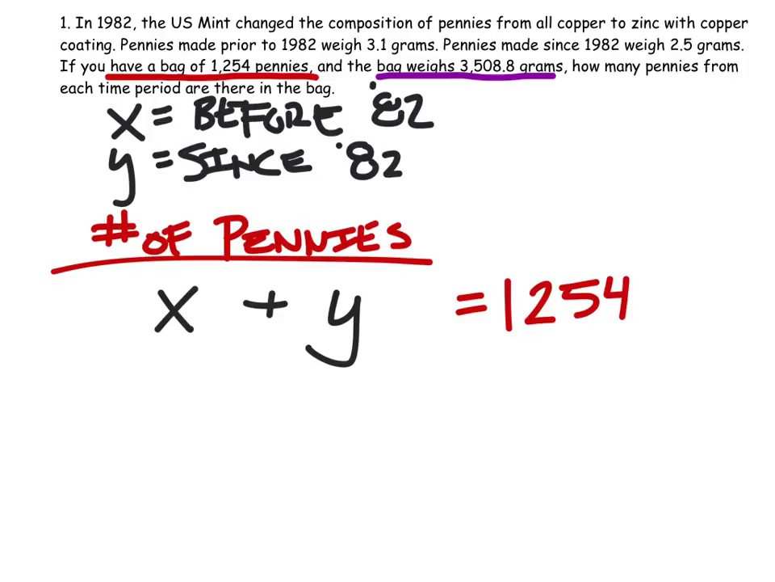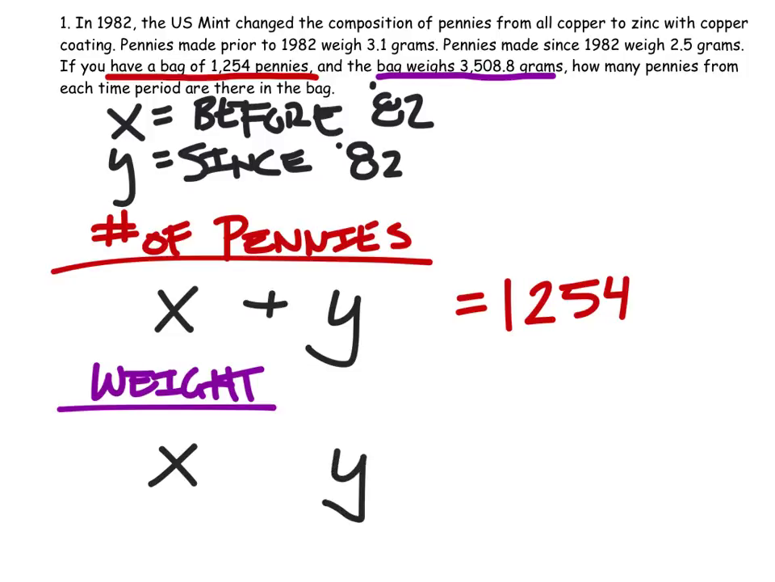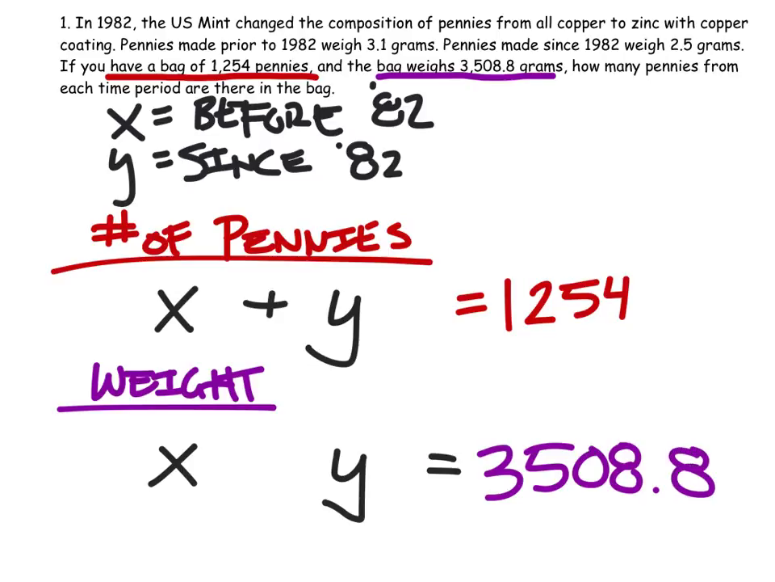We also need an equation for the weight of all the pennies. And that's an underline, not a divide. So, I've got the pennies from before 82 and the pennies from since 1982. And this should come out to 3,508.8 grams. But we need the weight of the before 82 pennies, and that was 3.1 grams. So if I take 3.1 and multiply it by the number of pennies, that will give me the weight of the pre-82 pennies. Well, if I take 2.5 and multiply it by the number of pennies since 82, then I will have that weight. So when I add these together, I should get the total weight, which is 3,508.8 grams.